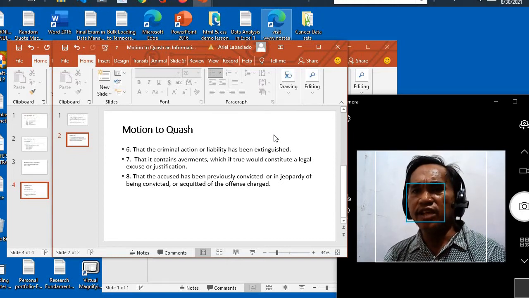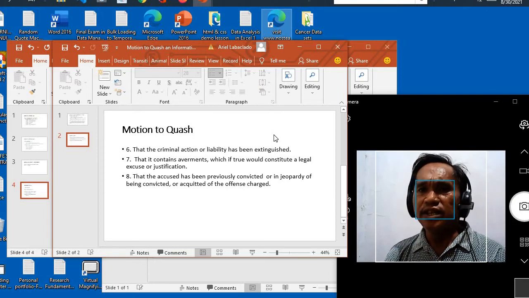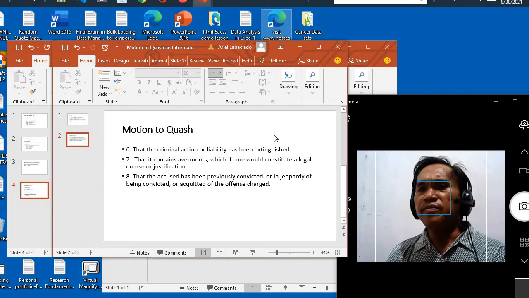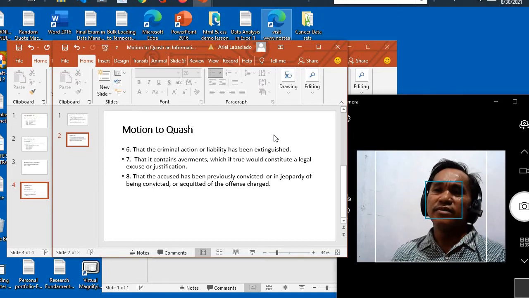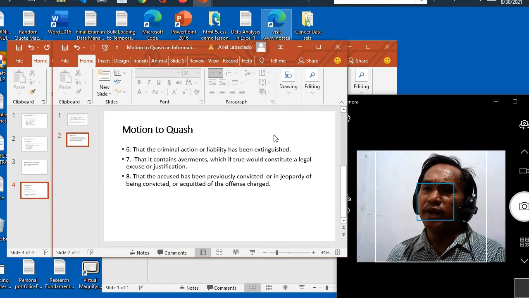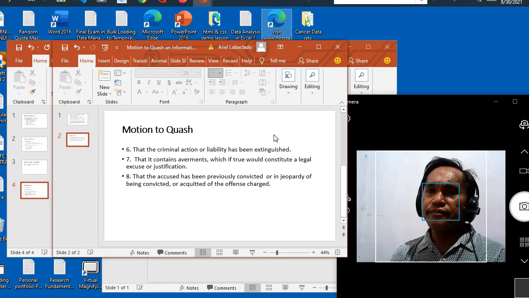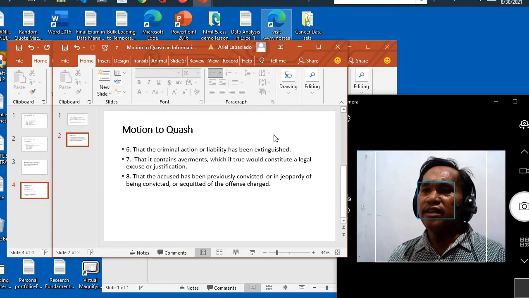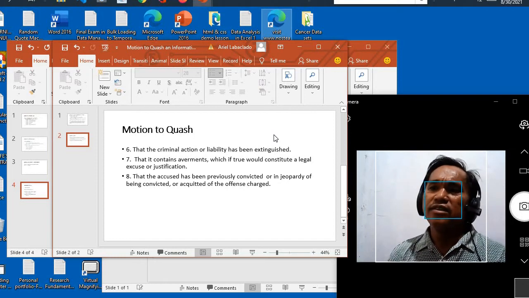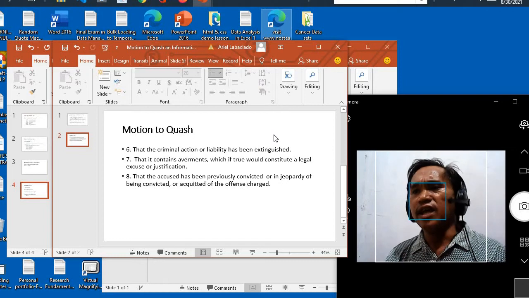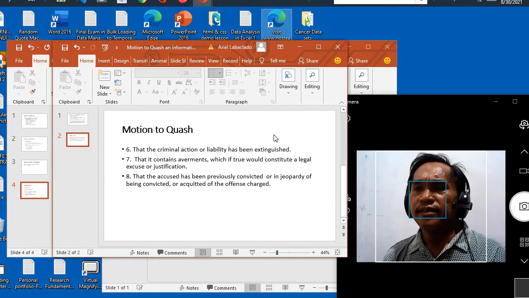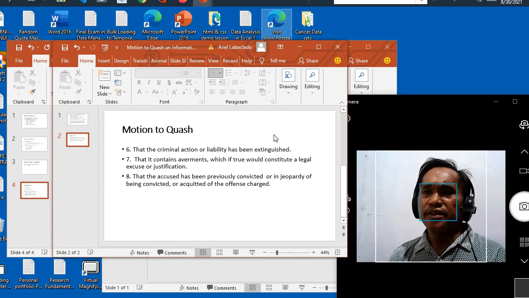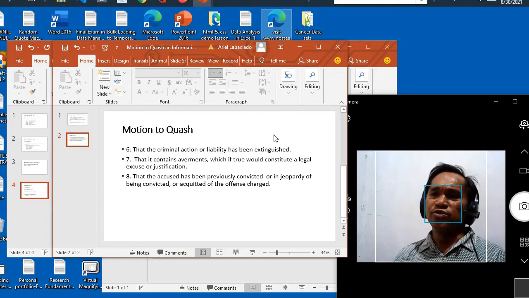Then the last one, that the accused has been previously convicted or in jeopardy of being convicted or acquitted of the offense charged. So dito na yung double jeopardy. So pag previously convicted na yung accused, then he has served already the sentence, then it's now moot and academic for filing a criminal action against him. So that can be a motion to quash.